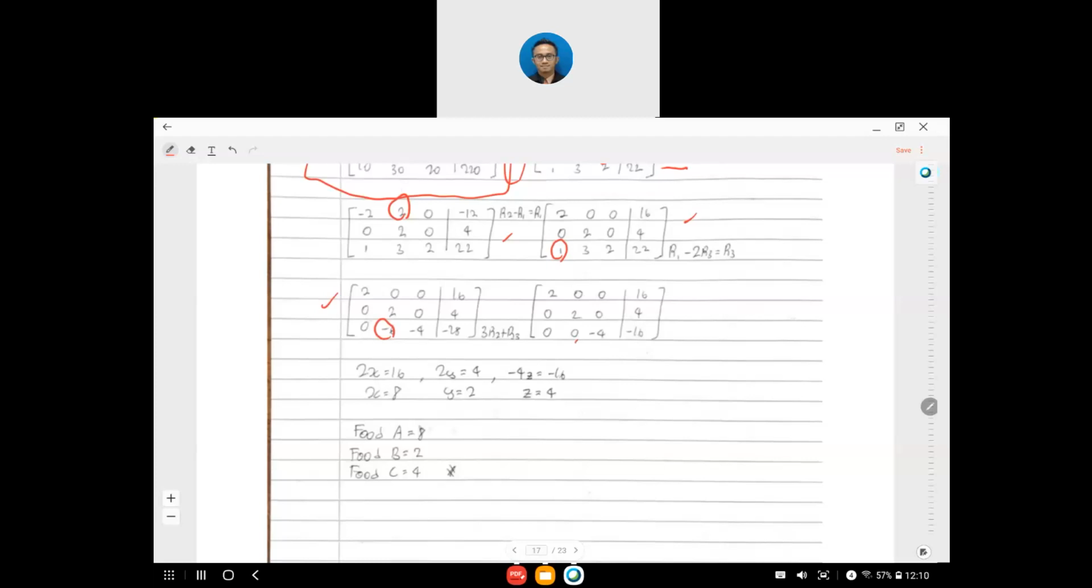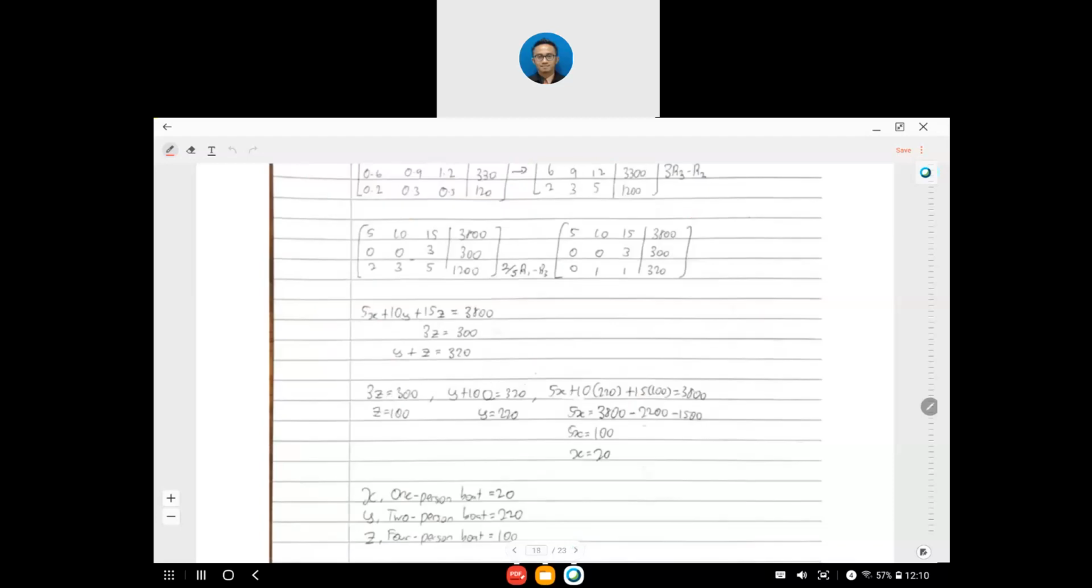Okay, so you can get 2x equal to 16, 2y equal to 4, and then negative 4z equal to 16. So therefore, x equal to 8, y equal to 2, z equal to 4. Okay, that is your final answer for question number 27. Okay. Next, question 28.